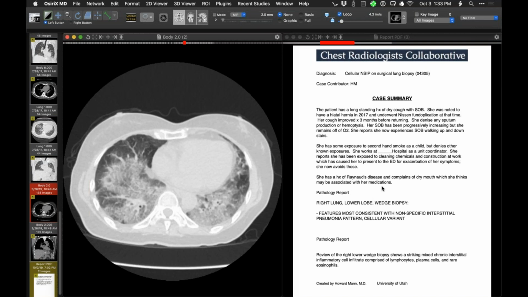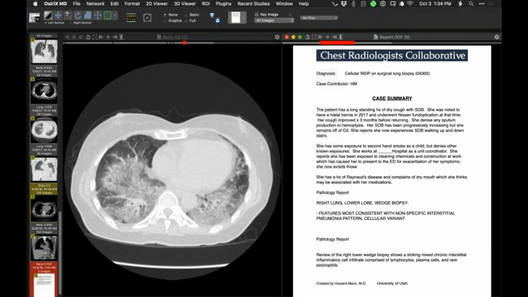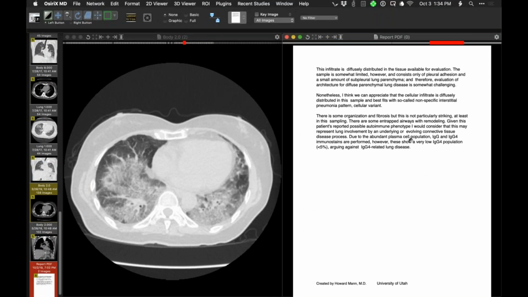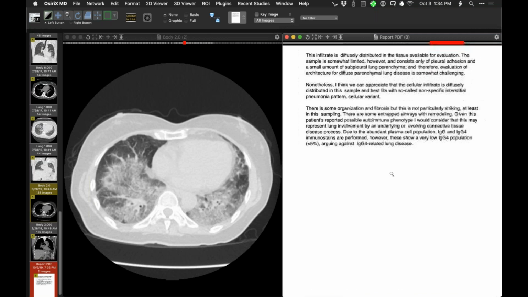And here is the corresponding path report. Notice that she does not have a connective tissue disorder. She does have a history of Raynaud's disease and dry mouth, so one would think of scleroderma. But let me show you a little bit more of the path report, which is a really nice description of a cellular nonspecific interstitial pneumonitis.